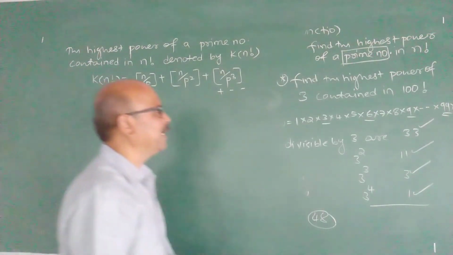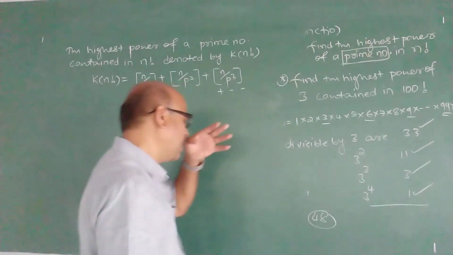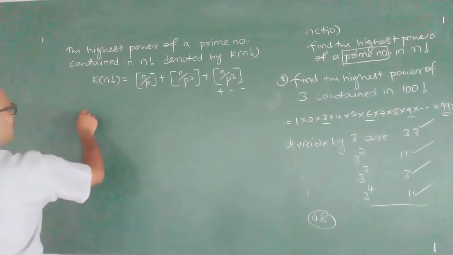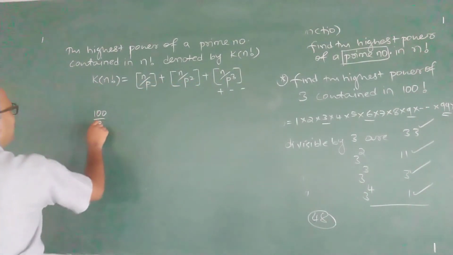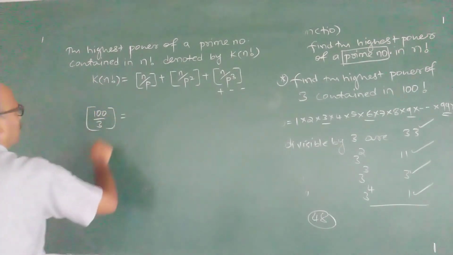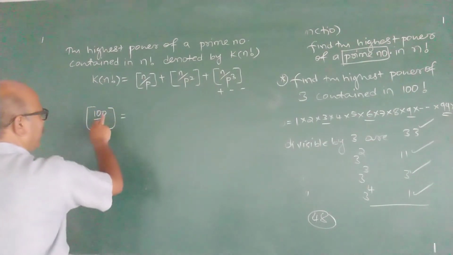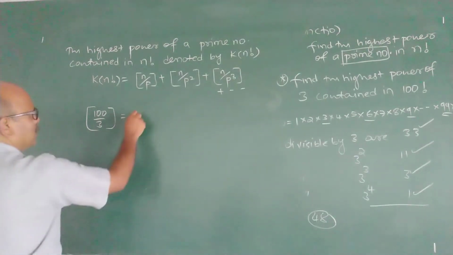Highest power of 3 contained in 100 factorial. How do you apply this formula? It is the greatest integer function of 100 by 3. What is that? It is 33.